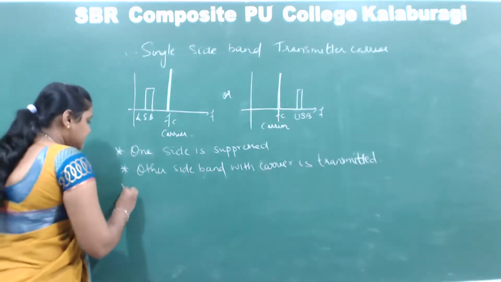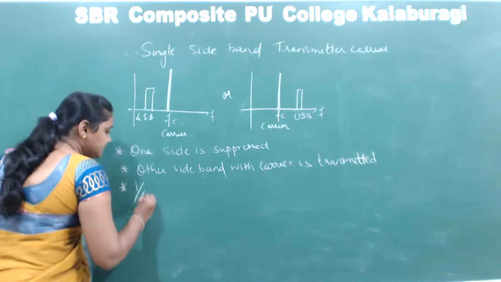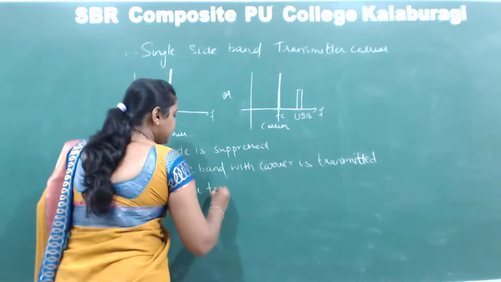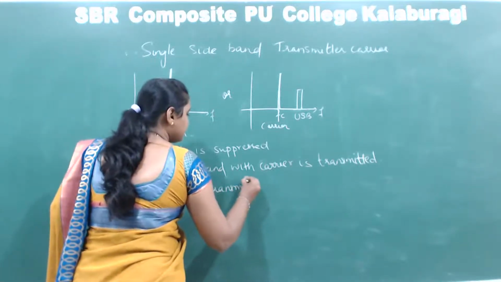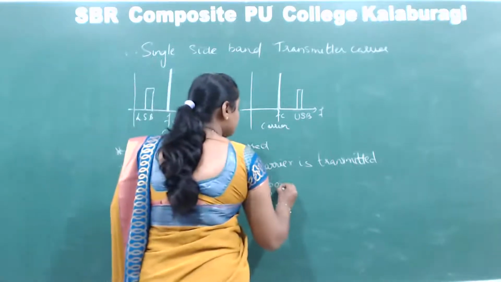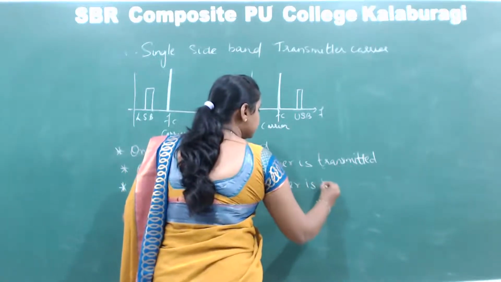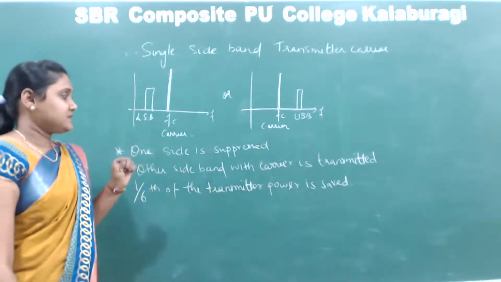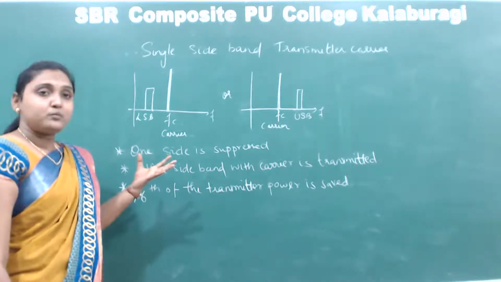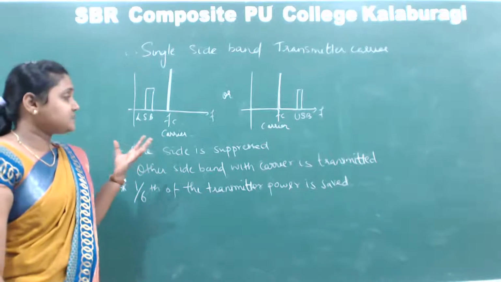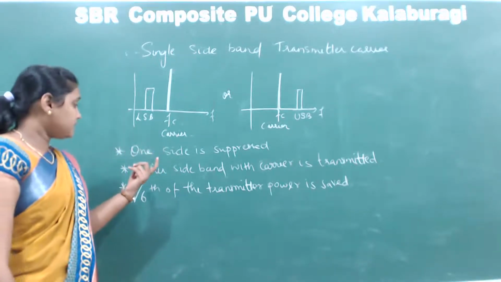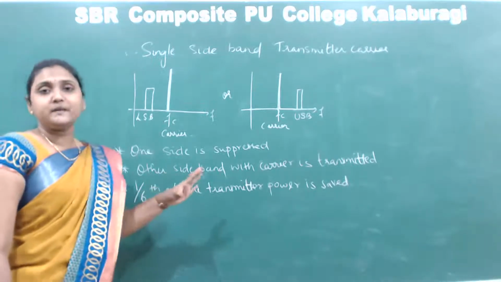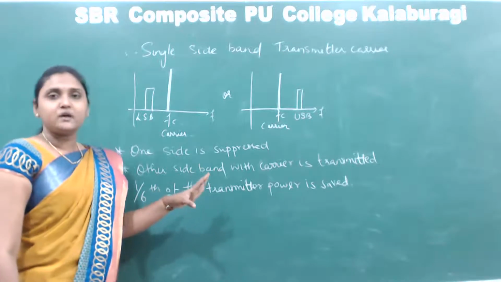Okay, in this type of transmission, 1/6 of the transmitted power can be saved. Out of the total power transmitted PT, the total 100% power, 1/6 of that amount of power can be saved.